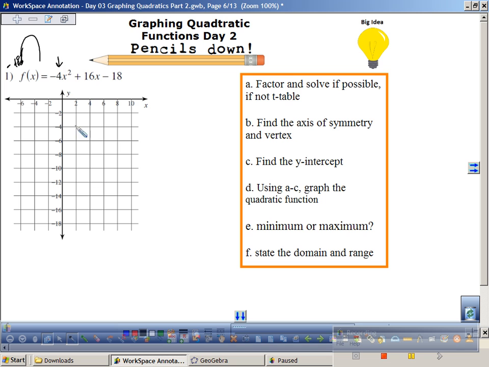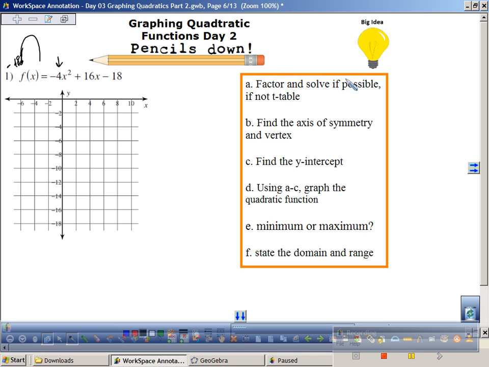Also, the 4 means what? No, not a shift. What does anything in front of x squared do? Negative or positive, but what else? What if I have 4x plus 2? What does that tell me? What does this tell me? Slope. This is slope. So it's going to be pretty steep, right?